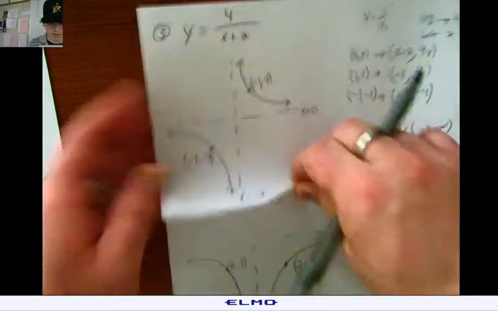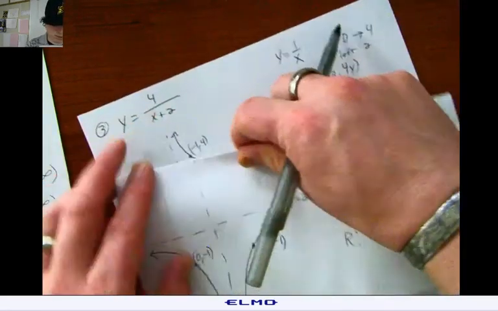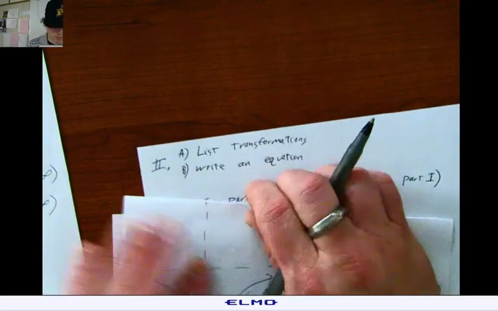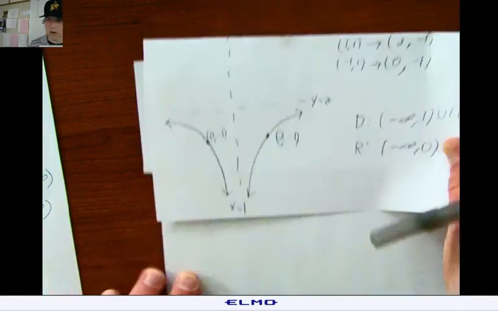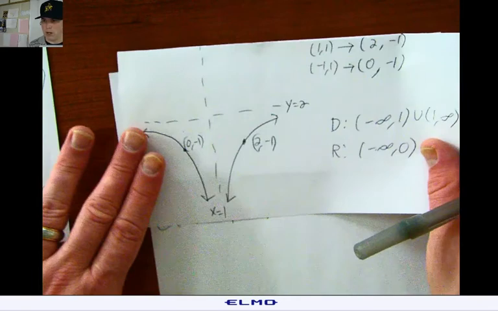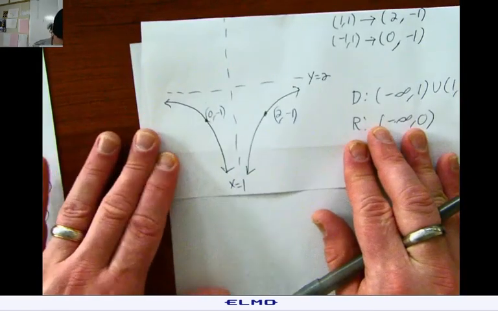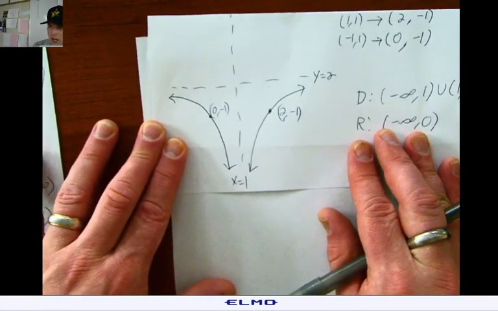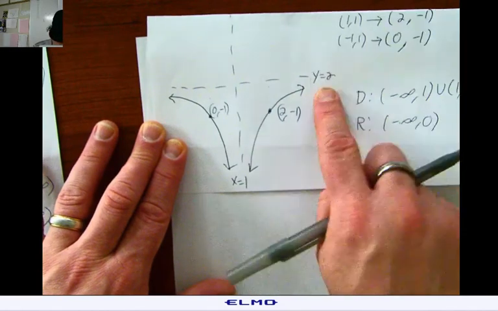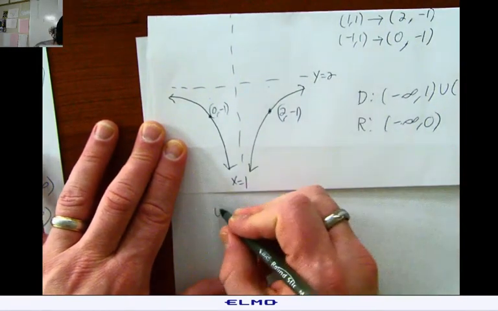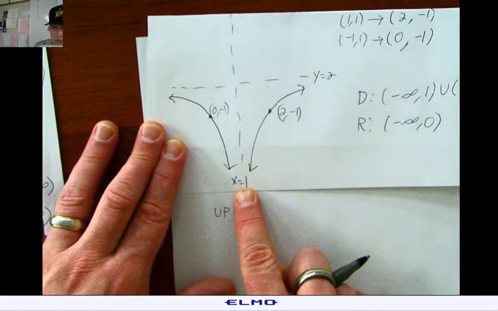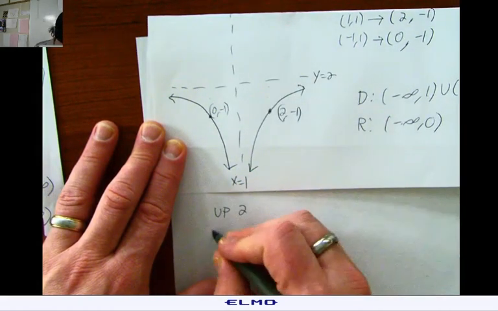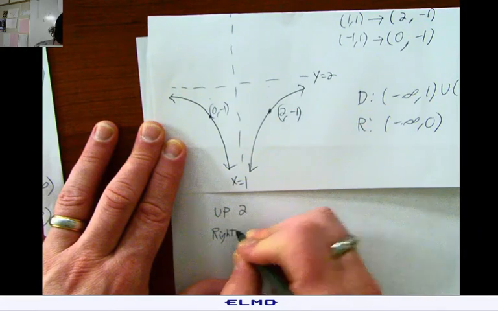Let's see, how am I going to do this? There we go. Okay, paper to work on, graph to look at. So this graph here, because the horizontal asymptote's at y equals 2, you know it's gone up 2. Because the vertical asymptote's at +1, you know this graph has gone right 1.